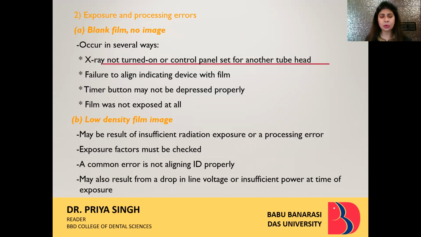And at times you won't even be able to do interpretation of such radiographs. So first, most important and more frequently seen is the blank film or no image. It occurs in several ways. X-ray not turned on or control panel set for another tube head. So this usually happens when you are taking radiographs in the first week.